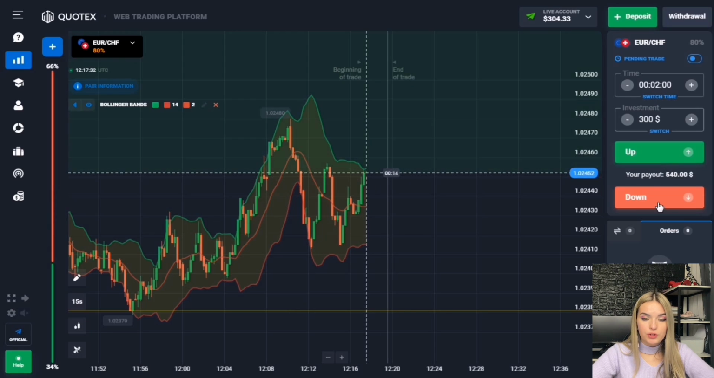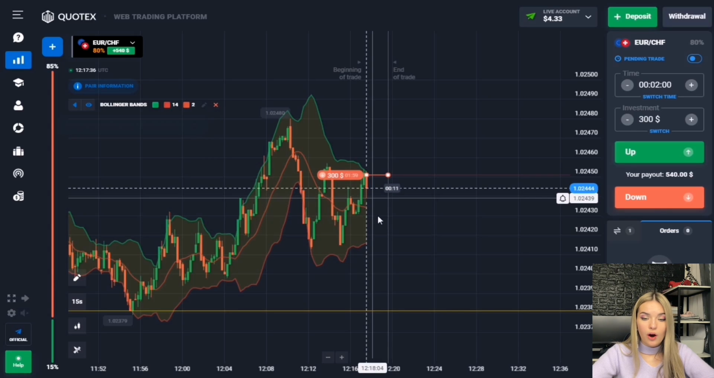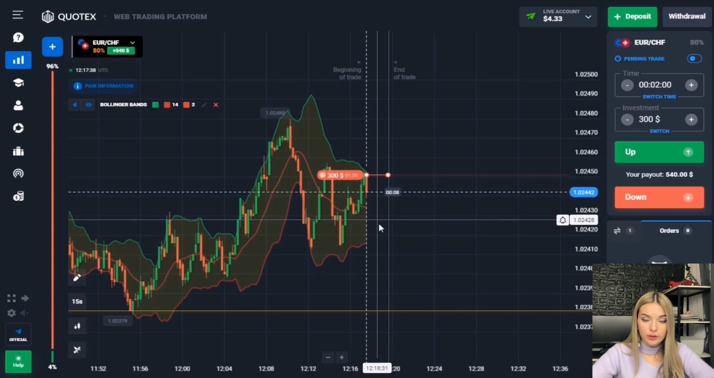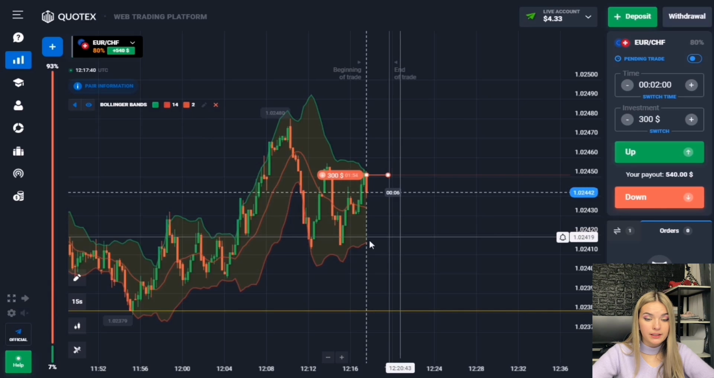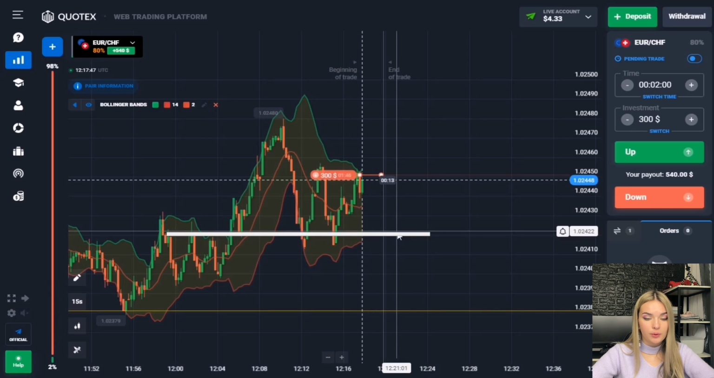I think that in this situation the price is more likely to continue its movement down to the support level, which is below. Of course, in 2 minutes the price will not have time to reach the main support level, but I think at least for the beginning it will continue its movement to the internal support level. So friends, let's wait until the end of our deal.